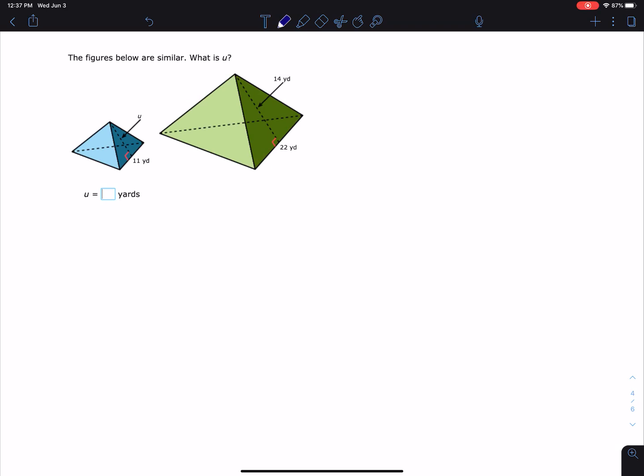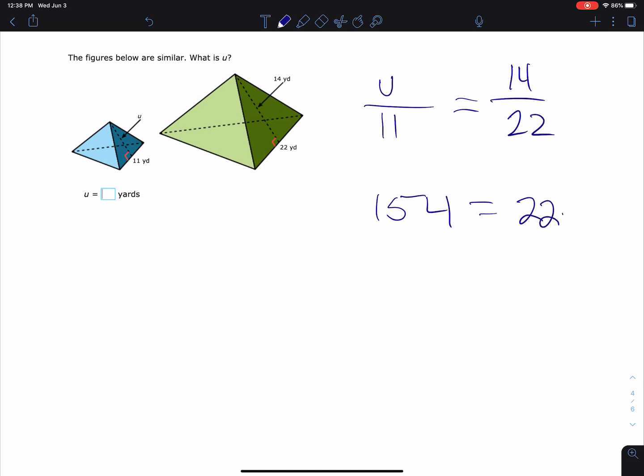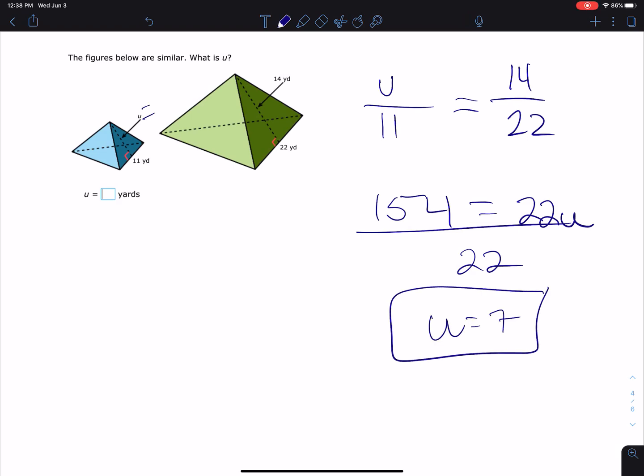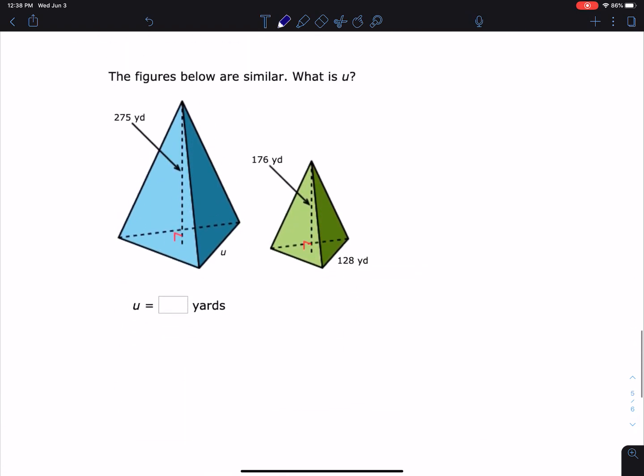All right, let's see how you did. So I'm going to say slant height u is to base, which is 11, as slant height 14 is to base, which is 22. Just being consistent in my organization. So this would be 14 times 11, and that's 154 equals 22u. Now I'm going to divide by 22, and that would give me u is 7. Okay, why don't you try this next one?